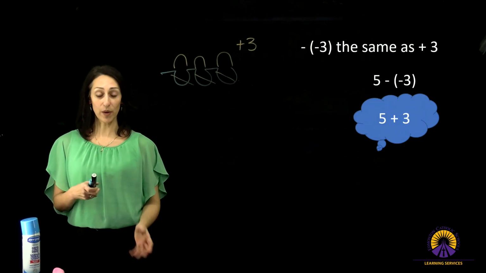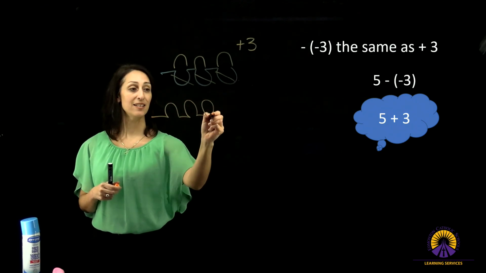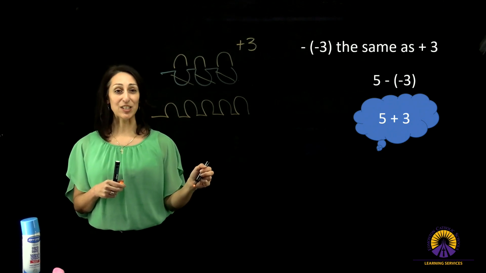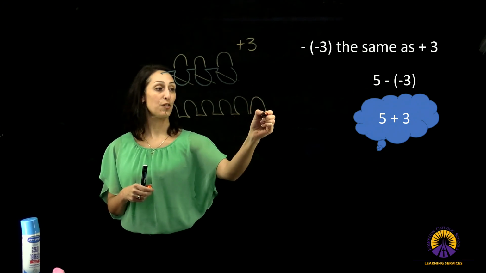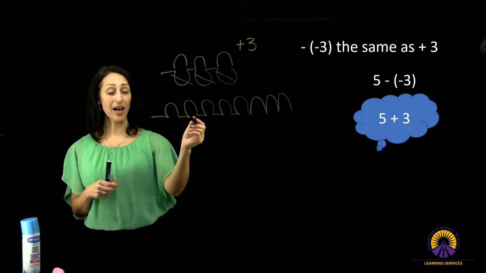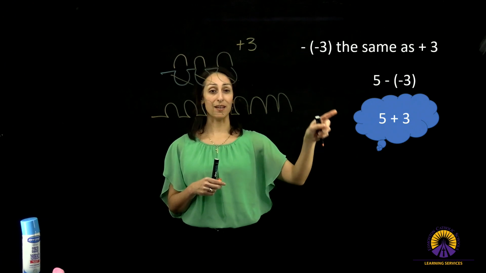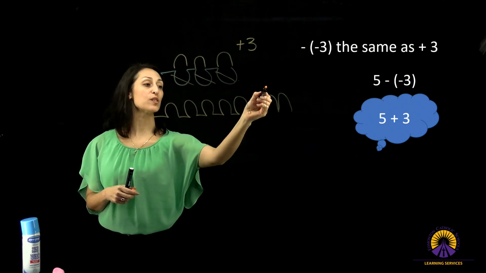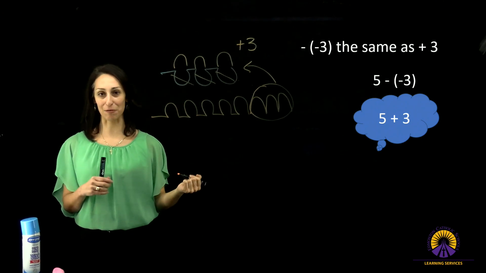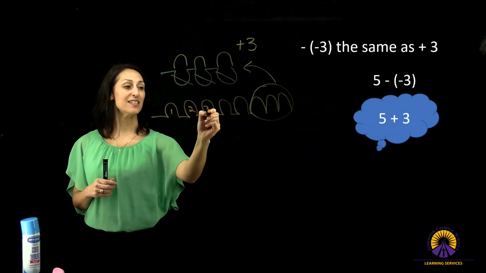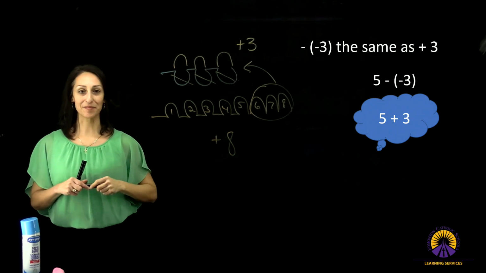Now if I look at my full equation, I can take my positive 5 that I initially had, and if I need to eliminate 3, take away a negative 3, that means that I had to add 3 more. So I can think of 5 take away a negative 3 as 5, and then adding those extra 3 that I needed to add to be able to take away the negative 3's. So in the end, I can see that I end up with a positive 8.